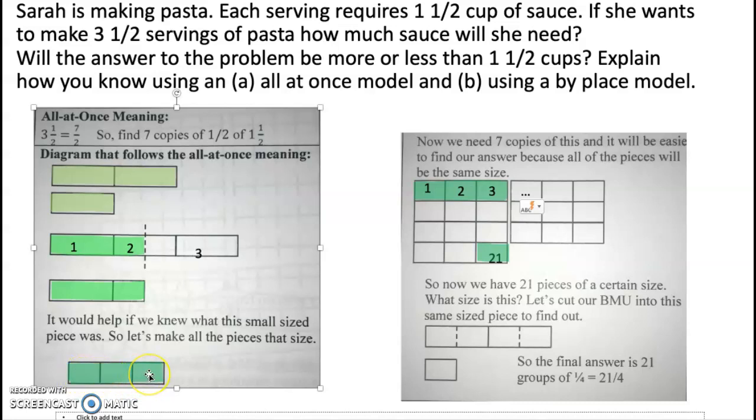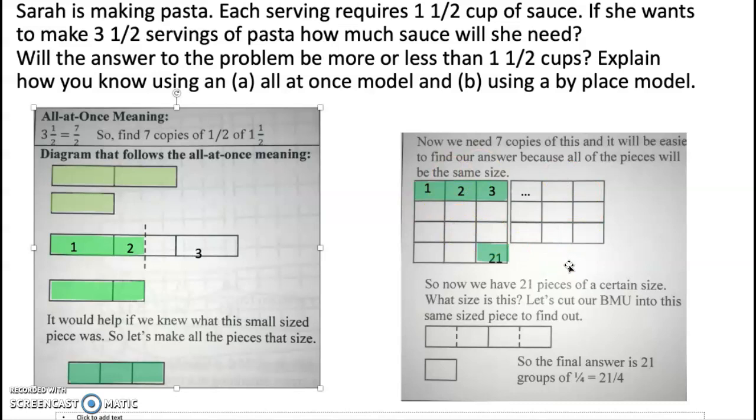Now, moving over to this next image, we now need 7 copies of this. And this will be easier to find our answer because all the pieces will be the same size. So 1, 2, 3, 1, 2, 3. And if you go this way with the dots, 1, 2, 3, 1, 2, 3, 1, 2, 3, and total you have 7 copies. 7 times 3 is 21. Our adult brains do that, but we're imaging it out. So this is the all at once model.